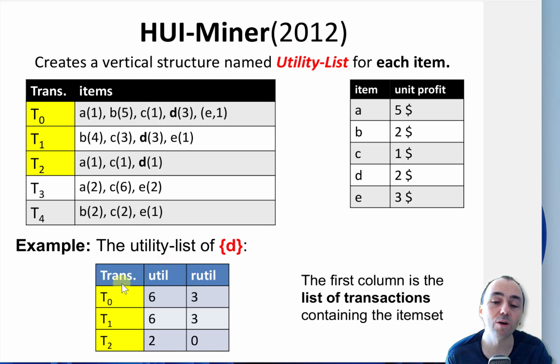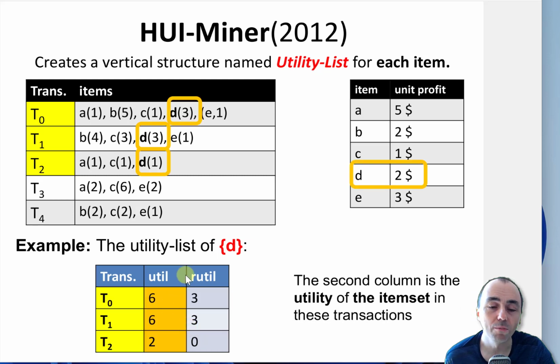So let's look at what this utility list is for the itemset D. The first column will tell you all the transactions that contain D. So D appears in T0, T1 and T2. So here in the table we have a row for T0, T1 and T2.